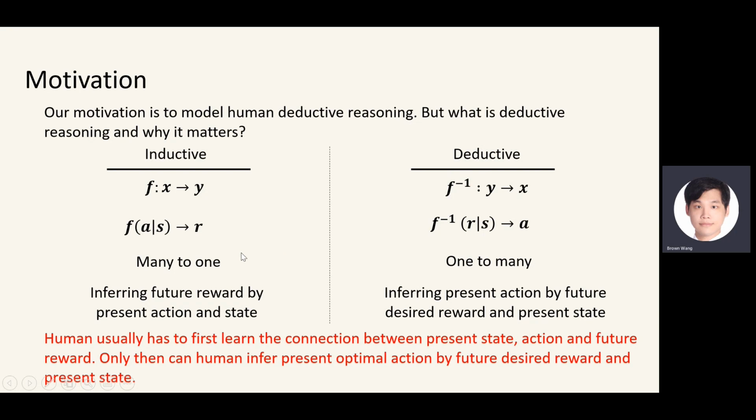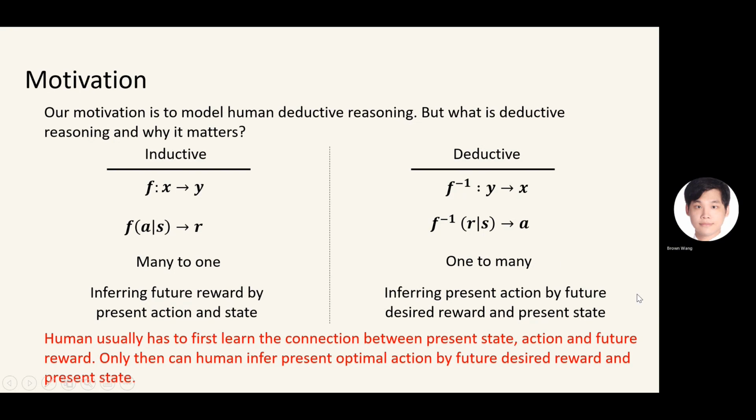Simply put, you can think of inductive reasoning as a function which maps state and action into future reward. We use this inductive reasoning every day. For example, we learn the results from our actions in different situations every day. After learning the consequences of our actions, we can infer what we should do in the present situation in order to gain what we want in the future. And this is where deductive reasoning comes into play.